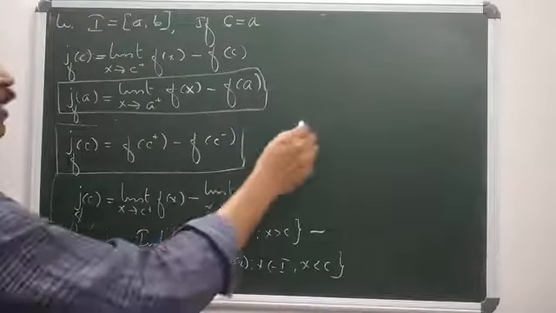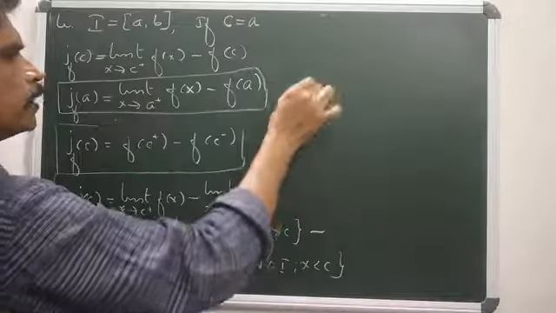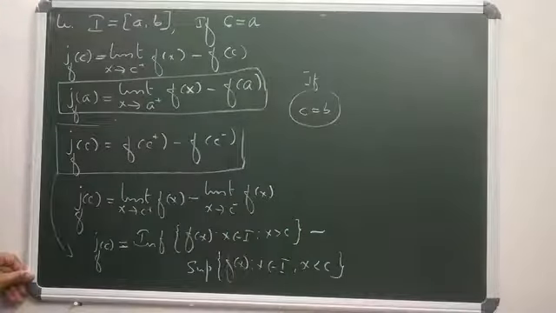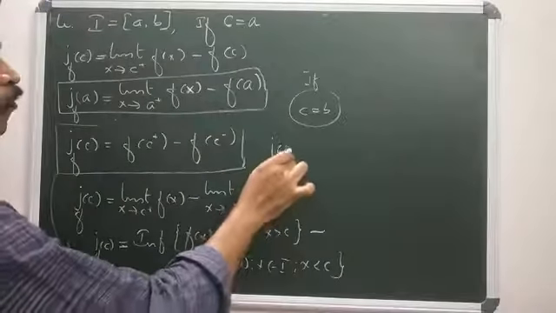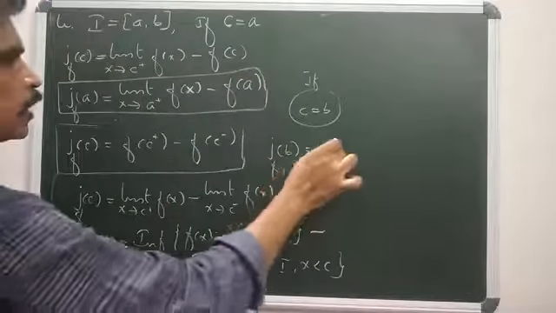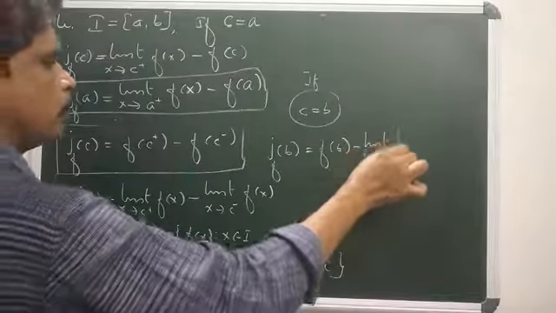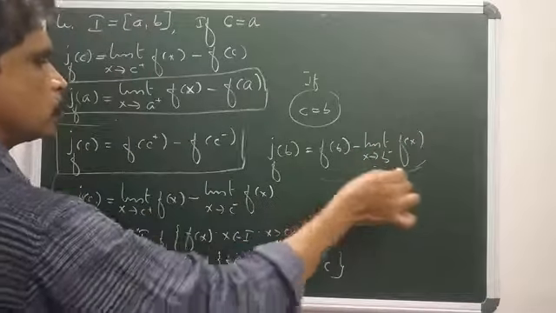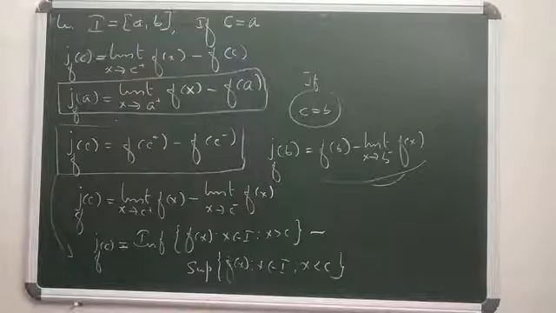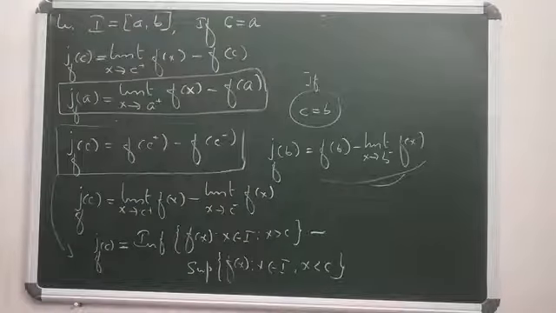When C is the right-hand point, that is the second case, C equals b, what happens? Then J_f(b) equals f(b) minus the limit as x tends to b minus of f(x). So these are the two special cases. If C is the left-hand point, C equals a, then J_f(a) is the limit as x tends to a plus of f(x) minus f(a). If it is the right-hand point, then J_f(b) is f(b) minus the limit as x tends to b minus of f(x). Clear?